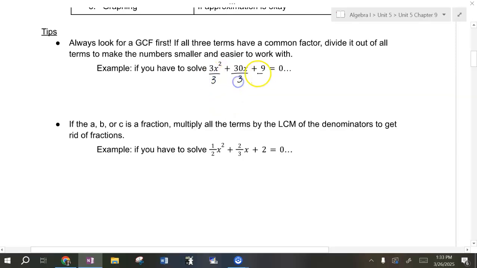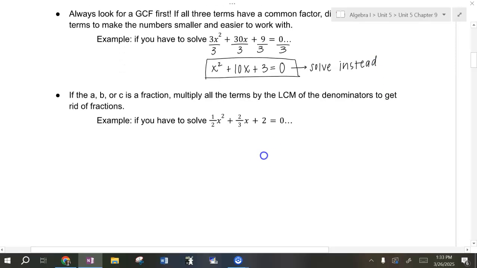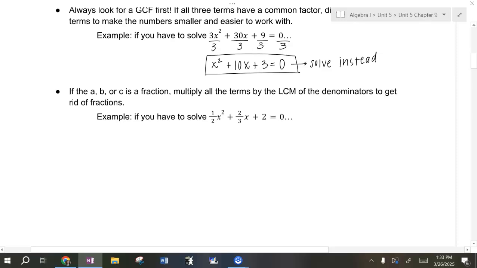So what we can do is divide all the terms on both sides by the common factor of 3. 3x squared divided by 3 gives you x squared. 30x divided by 3 gives you 10x. And our last term, 9 divided by 3, gives us 3. On the other side, since it was already in standard form and we had a 0, 0 divided by anything will always make 0. This is going to be a lot easier to work with than 3x squared plus 30x plus 9 because the numbers are smaller. So then you could just solve this equation instead. We're not going to actually go through solving that one. We're going to do more practice with solving on the next page.